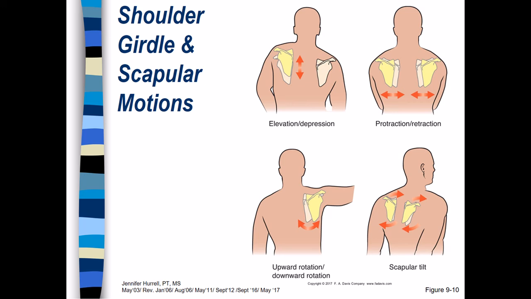And sometimes we naturally get a little bit of winging that happens with protraction. As we're protracting and the scapula is zooming across the rib cage this way, sometimes the vertebral border lifts up a little bit. And a certain amount of that with motion can be considered normal.